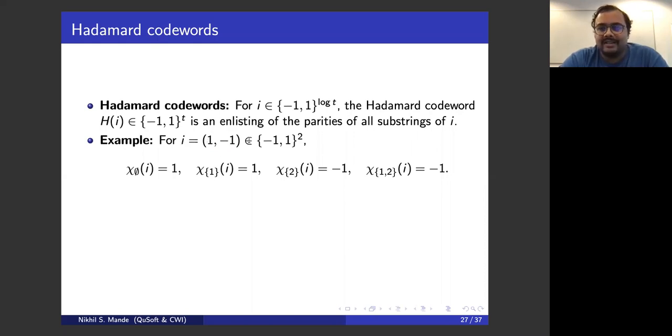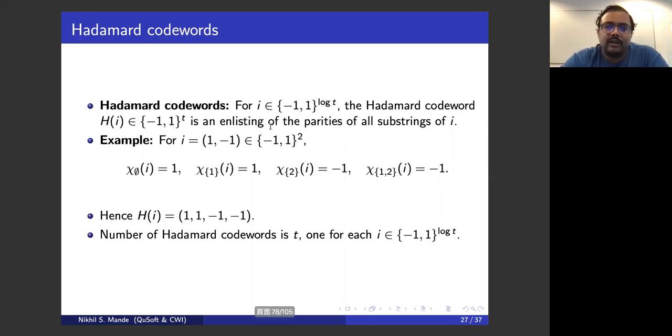So parities are just products of subsets of variables. So what's the empty parity? It's just 1. The empty parity is always 1. So what is this variable? It's a 1. Then the second variable is a -1. And the product of the first and second variables is -1. So the Hadamard code word corresponding to this 2-bit string I is the 4-bit string 1, 1, -1, -1. Therefore, out of the 2 to the t many possible t-bit strings, exactly t of them are going to be Hadamard code words, valid Hadamard code words.